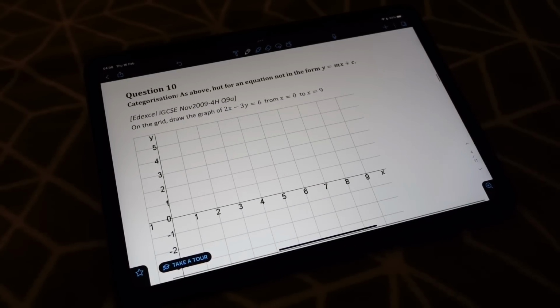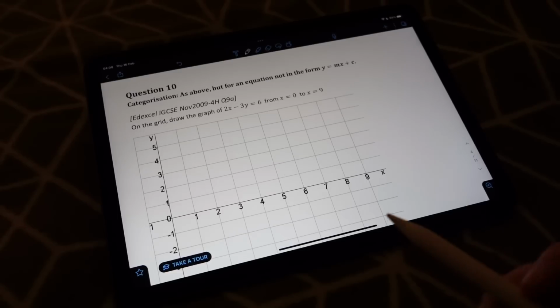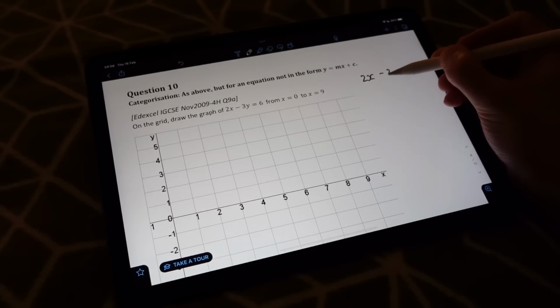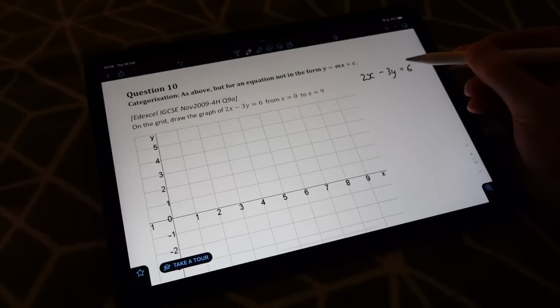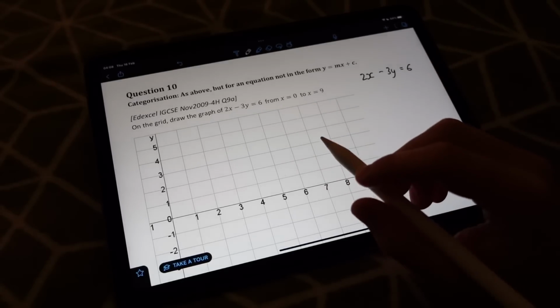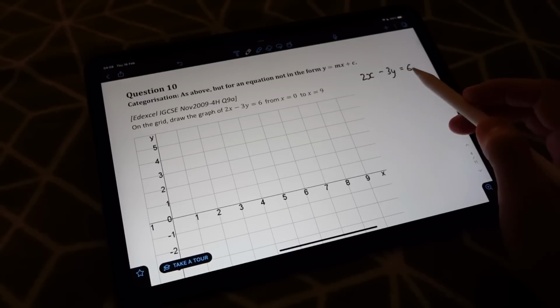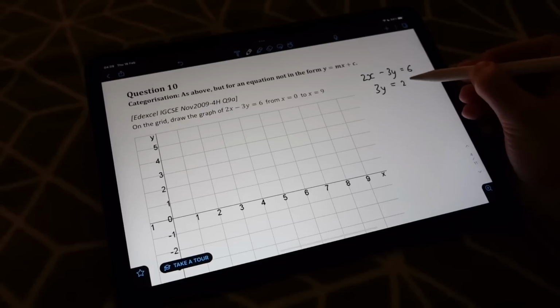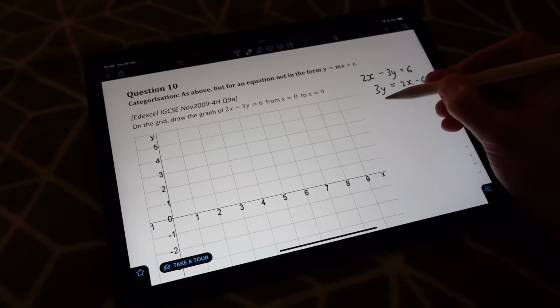Okay, so question 10 is categorization, the same as above, but for an equation not in the form y equals mx plus c. On the grid, draw the graph 2x minus 3y is equal to 6 from x is 0 to x is 9. So let's take our equation again. And I'm going to solve for y because we're given our x coordinates. So let's rearrange to get it just to be y on its own. So again, I'm going to add 3y to both sides and subtract 6 from both sides to give me 3y is equal to 2x, subtract 6. Then I'm going to just divide by 3.